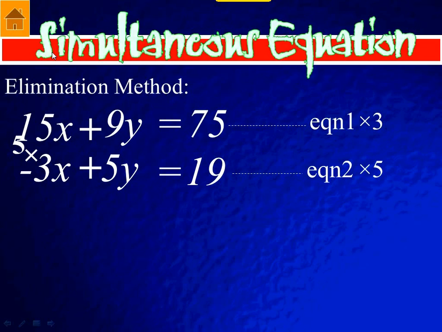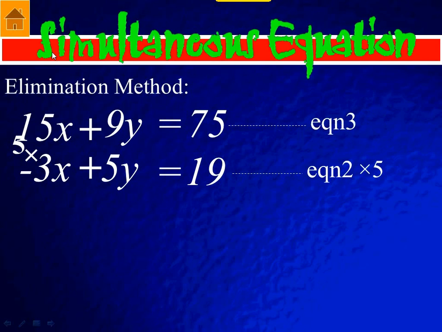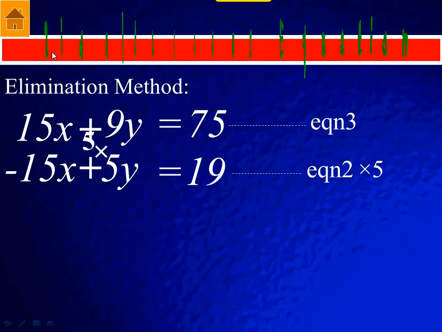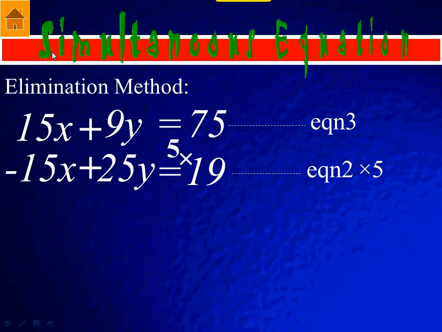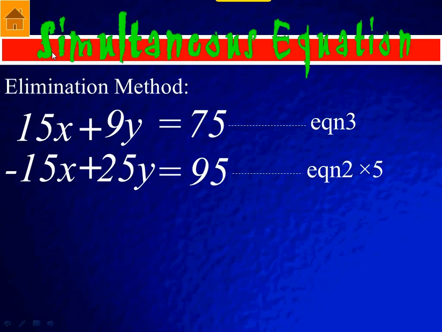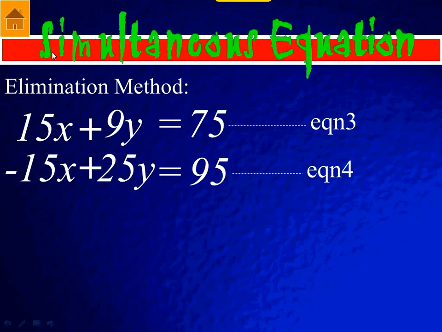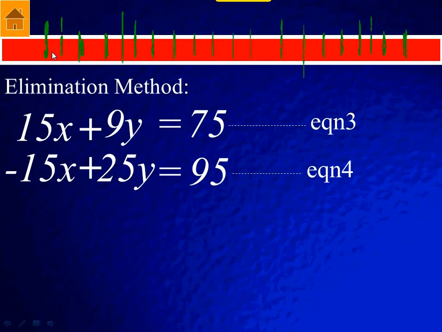And now we change this to a new equation. I will call this equation 3. Similarly, we multiply equation 2 by 5, so that gives us negative 15x. 5 times 5 here gives us 25y, and 5 times 19 will give us 95. Therefore, we change this equation to equation 4. So now we have another pair of equations, given by equation 3 and 4, in which the size of the coefficient for x is the same, which is good for us.